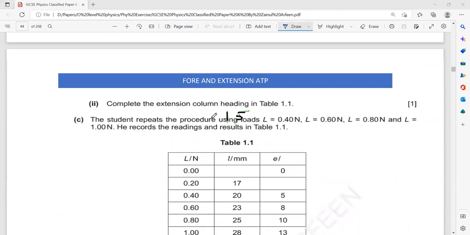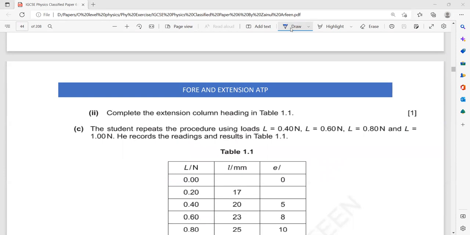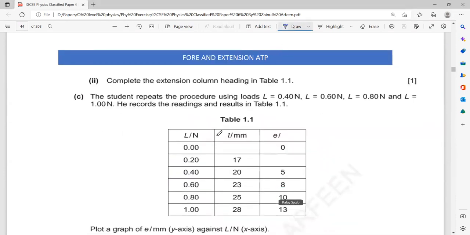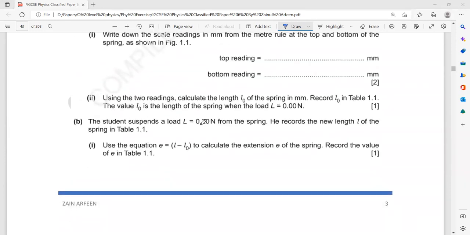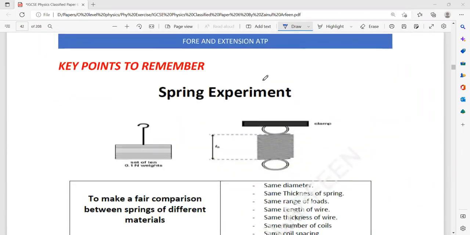The next part we'll do in sequence. The extension here, that's correct. But then the student suspended the load of 0.2 from the spring, and he records the new length in a table. And extension is the new length minus the original length. This is question number 1 from topic force and extension. Force and extension ATP, question 1.